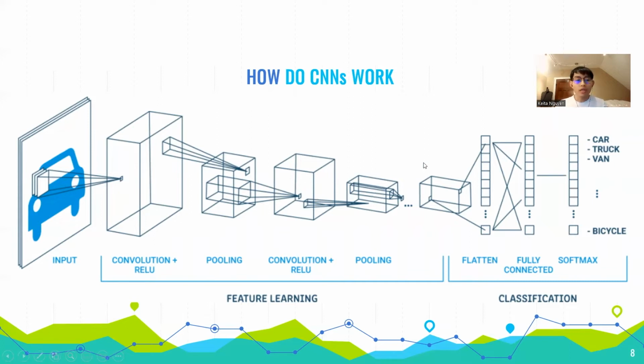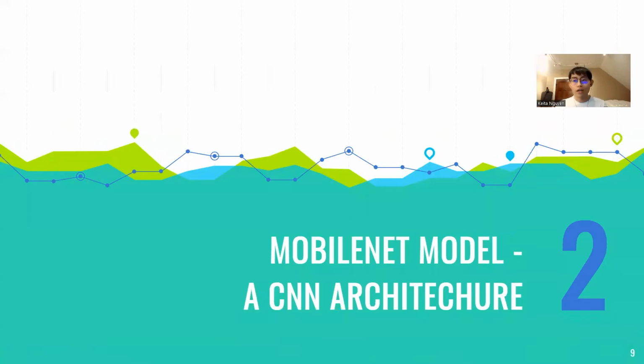So say we feed the system with a new image of a bicycle, the system can differentiate one image from another and can accurately classify the image into the right class. So that's a very brief understanding of how the CNN works. I'm going to pass on to Sylvia, who will be introducing to you the MobileNet model, which is a CNN architecture.